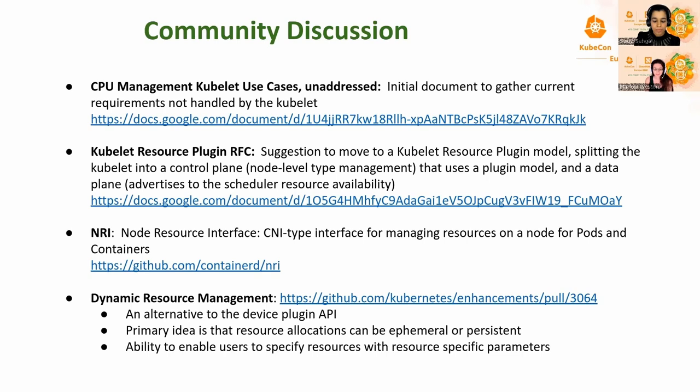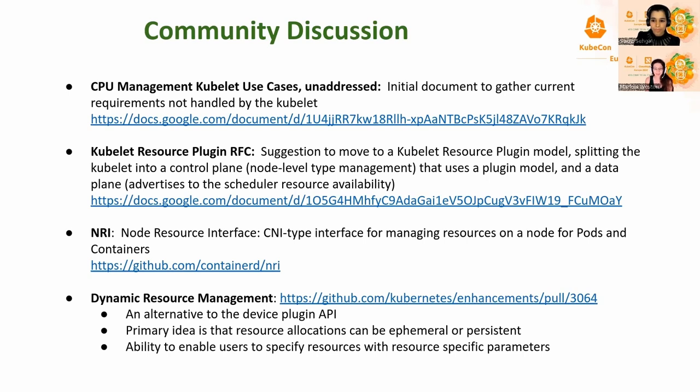There's also a kubelet resource plugin RFC. This is a suggestion to move the kubelet resource model, splitting the kubelet into the control plane, which is what you do on the node, right? Is all the resource management on the node, and a data plane, which advertises to the scheduler, because we haven't really discussed this extensively here, but only half of it is after it gets to the node. The first part is where do you schedule your workload, which nodes? So you're welcome to go to this doc and add in commentary. We seem to have quite a bit of community support, so I'm pretty excited about that.